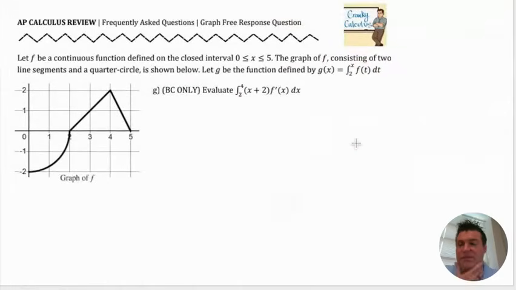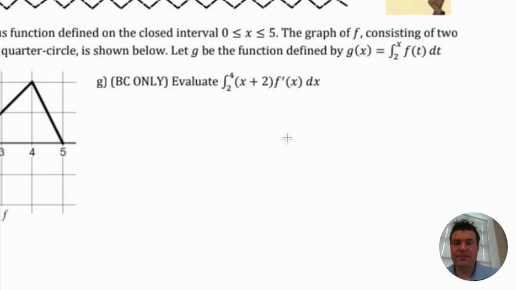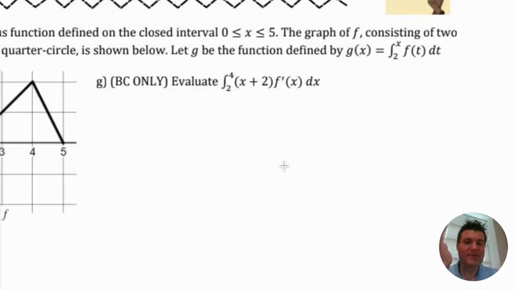Moving on down here, this is a BC only question. So same prompt, everything here. Evaluate this integral right here. So when I look at this integral right here, this looks like integration by parts to me. And the reason it looks like integration by parts is because we have a function times a function. So I'm going to do the tabular method here. We need to figure out what u is and what dv is.